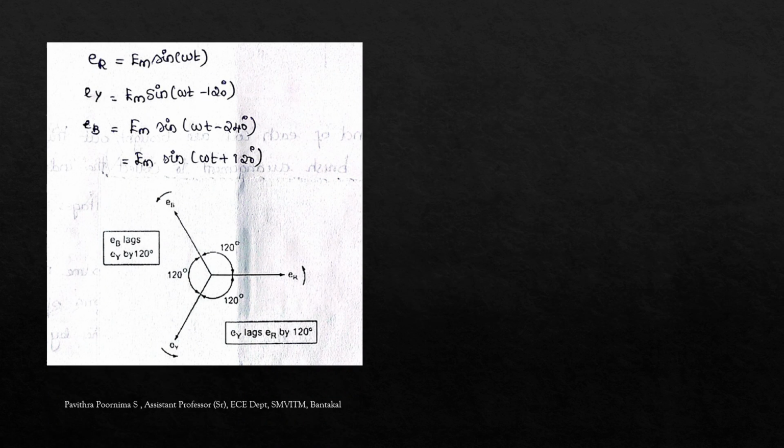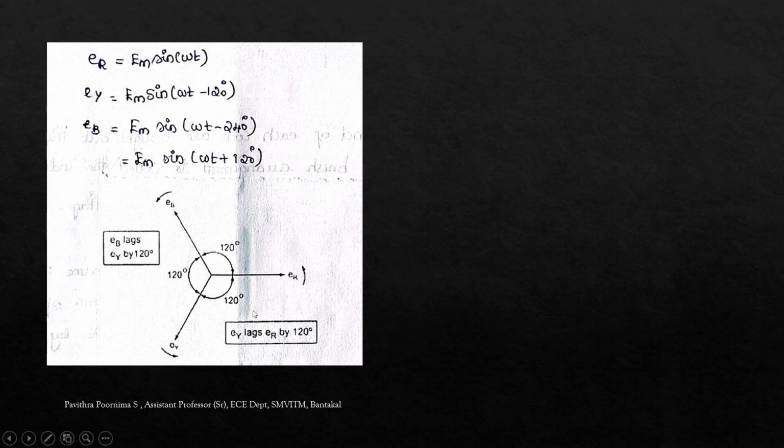So that is mentioned over here. Three phases: ER, EY and EB. The first voltage is EM sin omega t, and the next voltage induced will have 120 degree phase difference, written as EM sin omega t minus 120, and next is EM sin omega t minus 240, or even we can write it as EM sin omega t plus 120 degree. So three phases which are equal in amplitude and the phase difference is also the same, 120 degree. So we say this is a balanced circuit. If all the voltages are the same and they have an equal phase difference of 120 degree, then we say it is a balanced circuit.